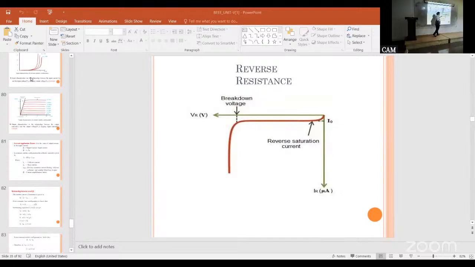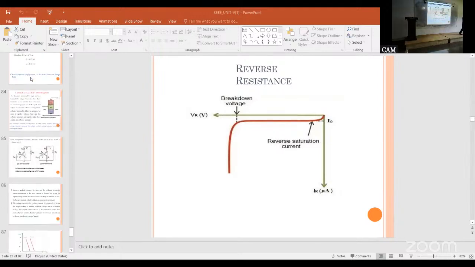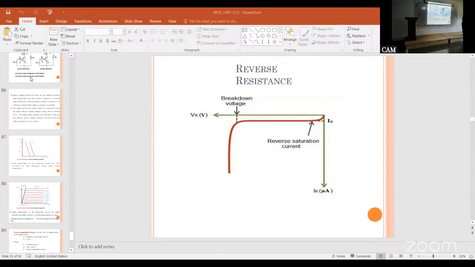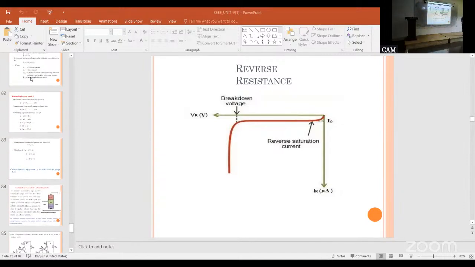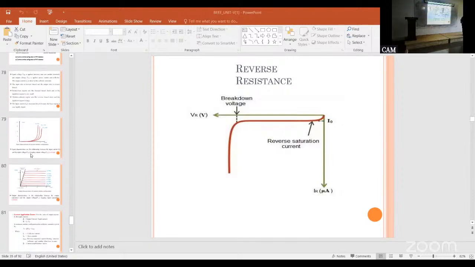So the output depends upon how much input current is there. In the output characteristics, the output voltage is collector base voltage, and the collector current depends upon how much input current we are giving. So the output current depends upon how much input current.